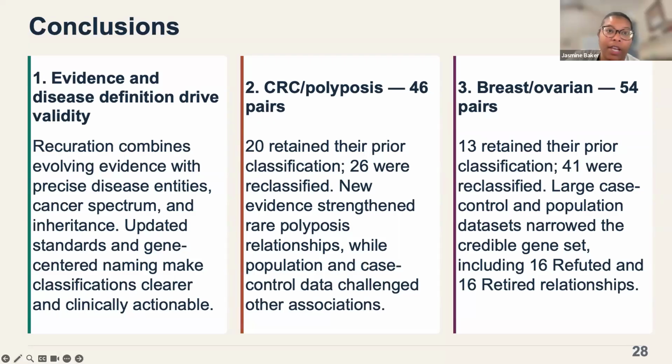26 are reclassified. That new evidence really strengthened the rare polyposis relationships because over time there was more data available, because those diseases are more rare. So it took a little while to get that data available, but now those curations are more accurate. And for breast and ovarian, 41 were reclassified, and those large case controls really had a huge impact on how that data was interpreted and those classifications were updated.